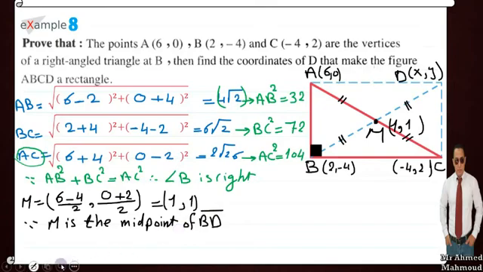therefore X plus 2 over 2 equals 1, and Y minus 4 over 2 equals 1. Okay.